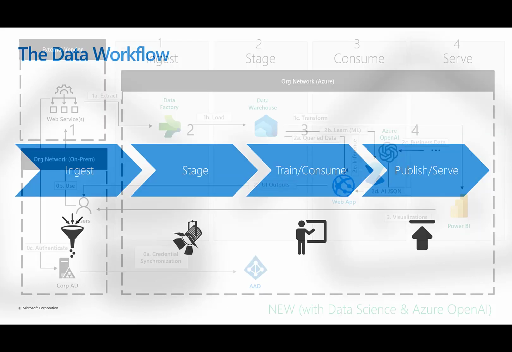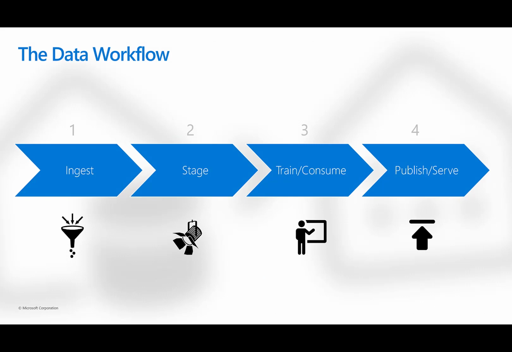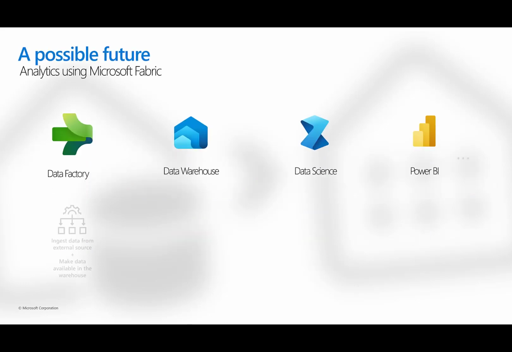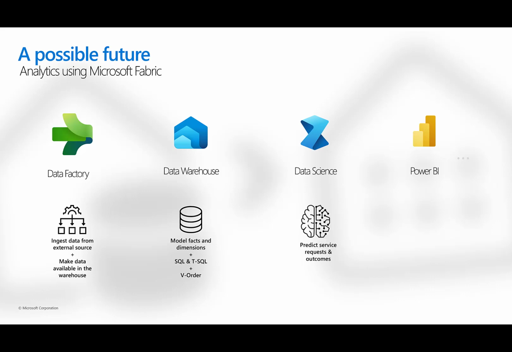The 4 steps of the data workflow were illustrated earlier. With Microsoft Fabric, each stage can be modeled using a different experience. Data Factory for ingest, Data Warehouse for stage, Data Science for train or consume, and Power BI for publish or serve. For the architecture diagram, the Data Factory experience can be used to ingest data from the external source and make it available to the data warehouse. The data warehouse experience can be used to model fact and dimension tables using SQL or Transact-SQL plus vOrder. We will cover vOrder in the next few slides. The data science experience can be used to predict outcomes. And finally, Power BI can be used to generate insights and visualizations.